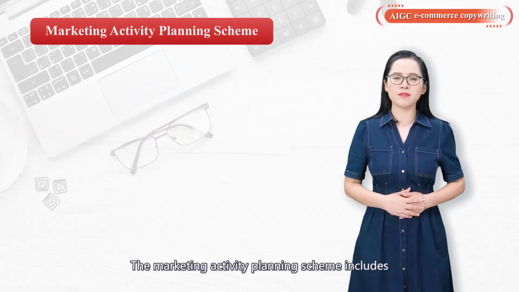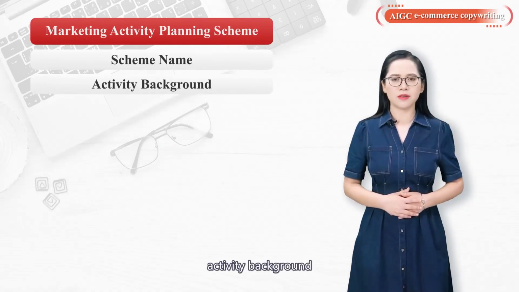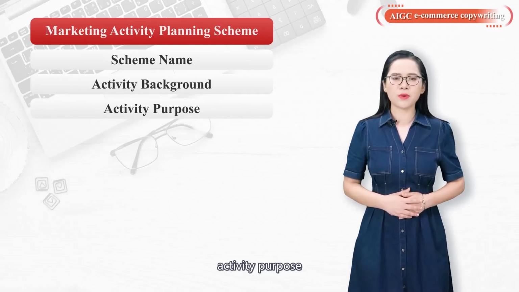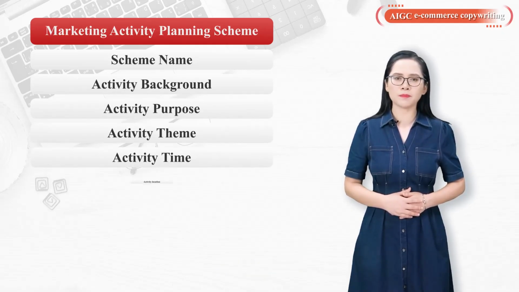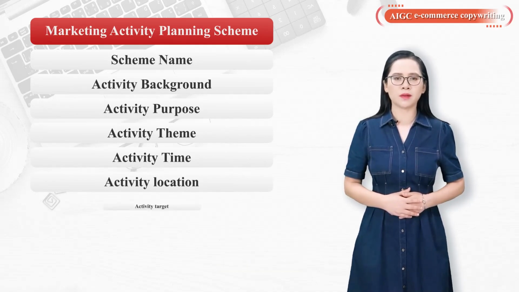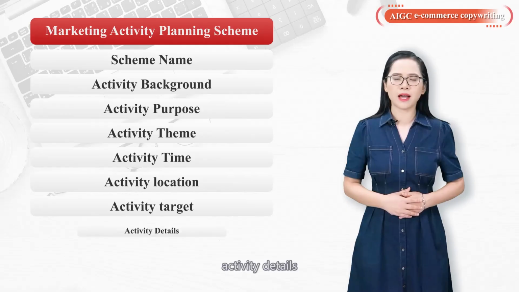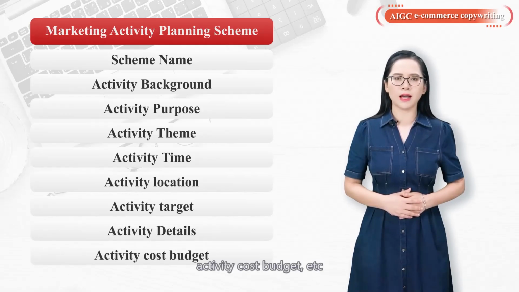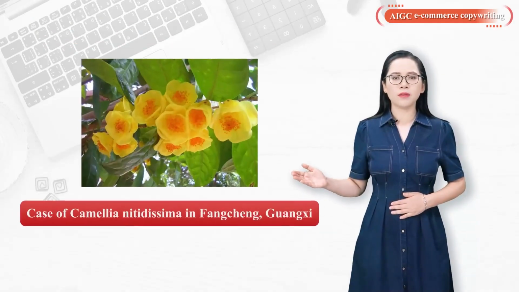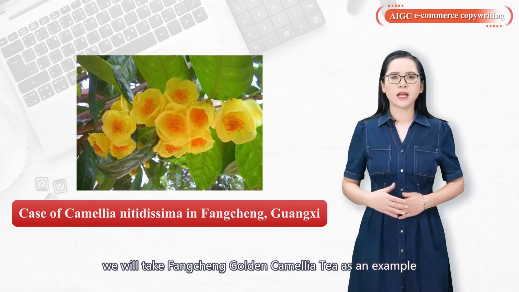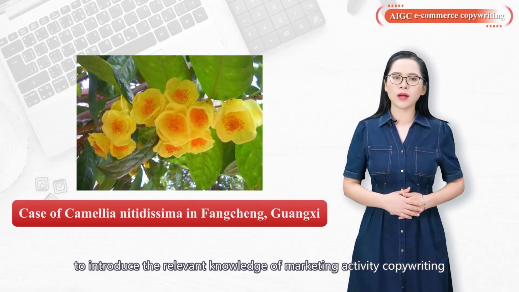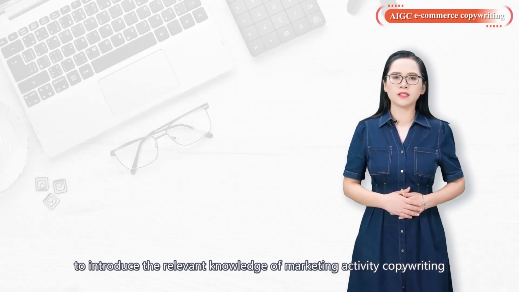The marketing activity planning scheme includes the scheme name, activity background, activity purpose, activity theme, activity time, activity location, activity target, activity details, activity cost budget, etc. Next, we will take Fangcheng Golden Camellia Tea as an example to introduce the relevant knowledge of marketing activity copywriting.